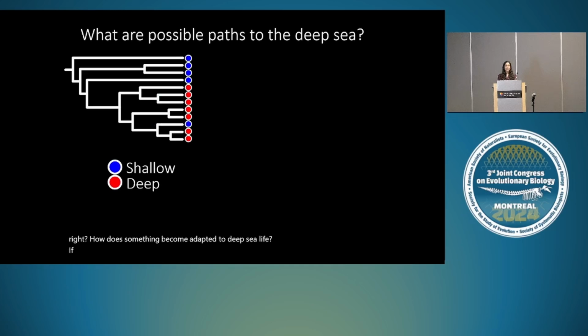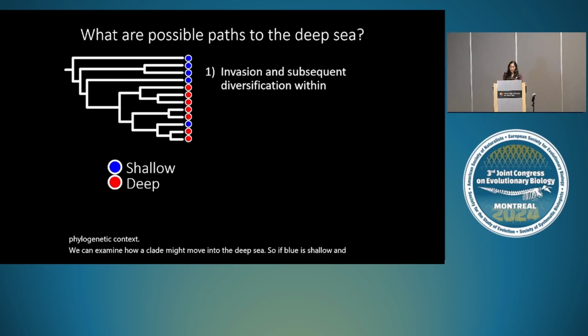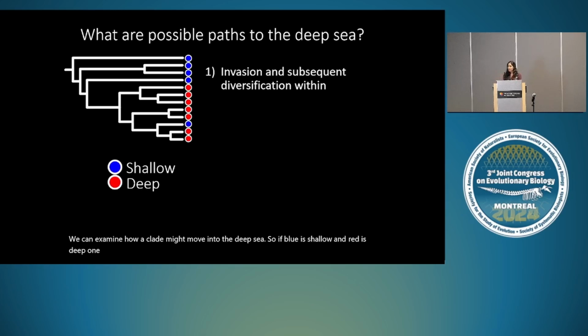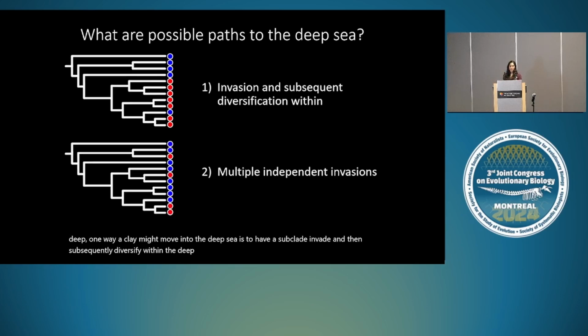If we consider contemporary distributions and modern day taxa in a phylogenetic context, we can examine how a clade might move into the deep sea. So if blue is shallow and red is deep, one way a clade might move into the deep sea is to have a subclade invade and then subsequently diversify within the deep sea. Another way something might move deep is to have multiple independent invasions of the deep sea. So an ideal study system to answer a question like this is going to be something that has a broad bathymetric range, obviously, but also something that's worldwide, like globally spread.